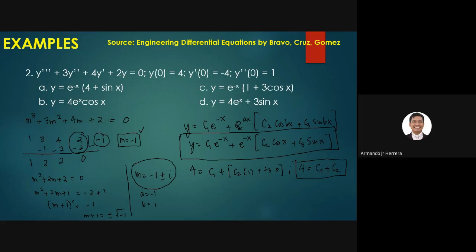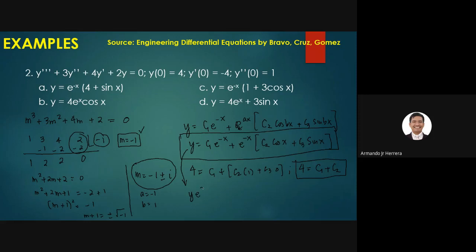Then you have y prime of 0 is negative 4. So we have to take the first derivative. Y, pwede naman natin i-multiply lahat ito by e to the x para matanggal ang negative x.